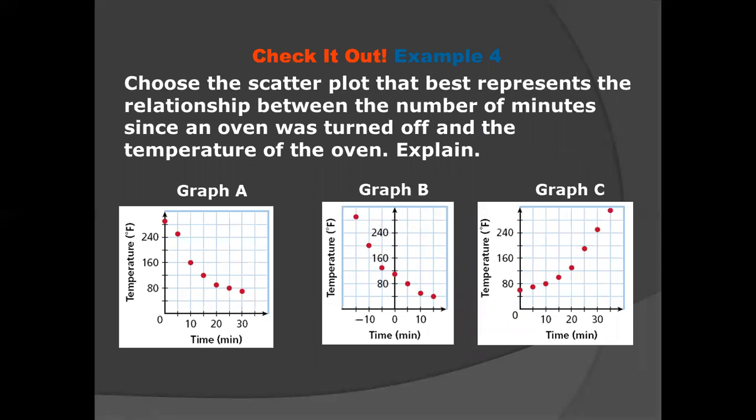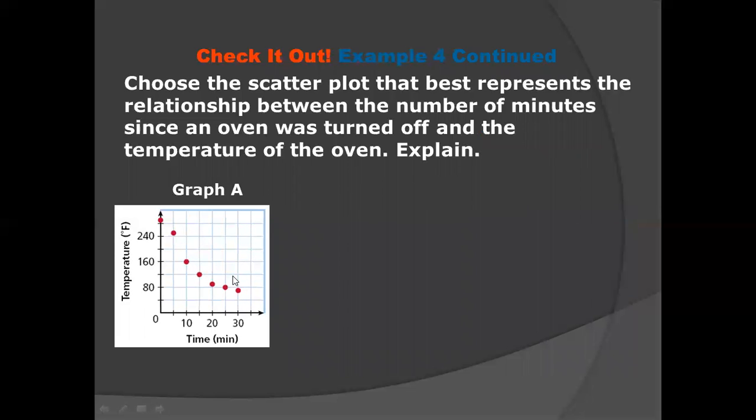Choose a scatter plot that best represents the relationship between the number of minutes since an oven was turned off and the temperature of the oven. We have three graphs. Graph A: there will be a negative correlation between the time and temperature, because the oven will get cooler as it's turned off.